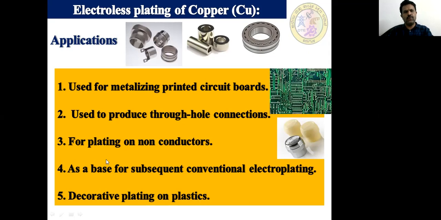And this electroless plating is mainly suitable for irregular shapes as well as regular shapes. In both cases, this is the best method that can be used. So these are some of the applications of electroless plating of copper.